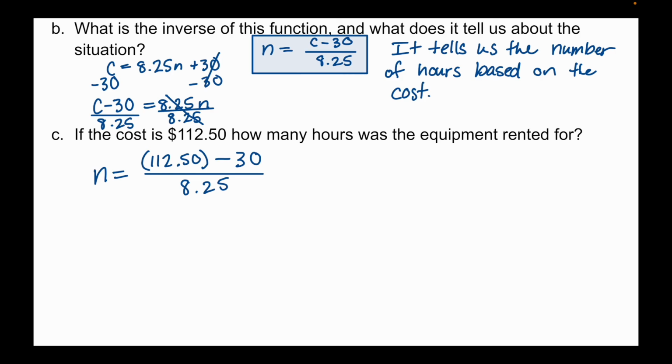Okay, so 112.50. If we subtract 30, that's going to give us 82.5. So we're going to have n equals 82.5 divided by 8.25. So same numbers, but just one decimal place different. And if we divide that by 8.25, we're going to get 10. So n is equal to 10. So the equipment was rented for 10 hours.